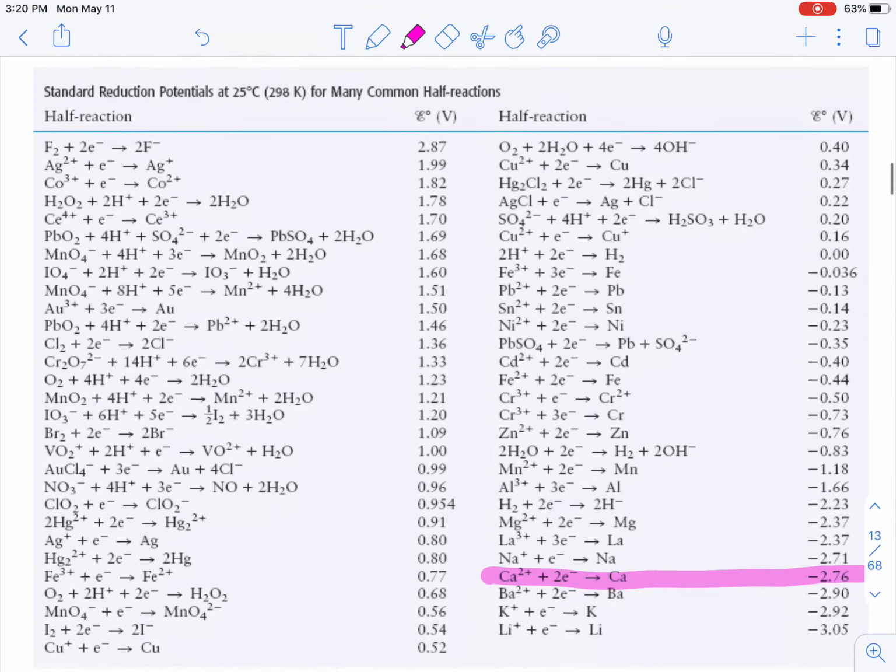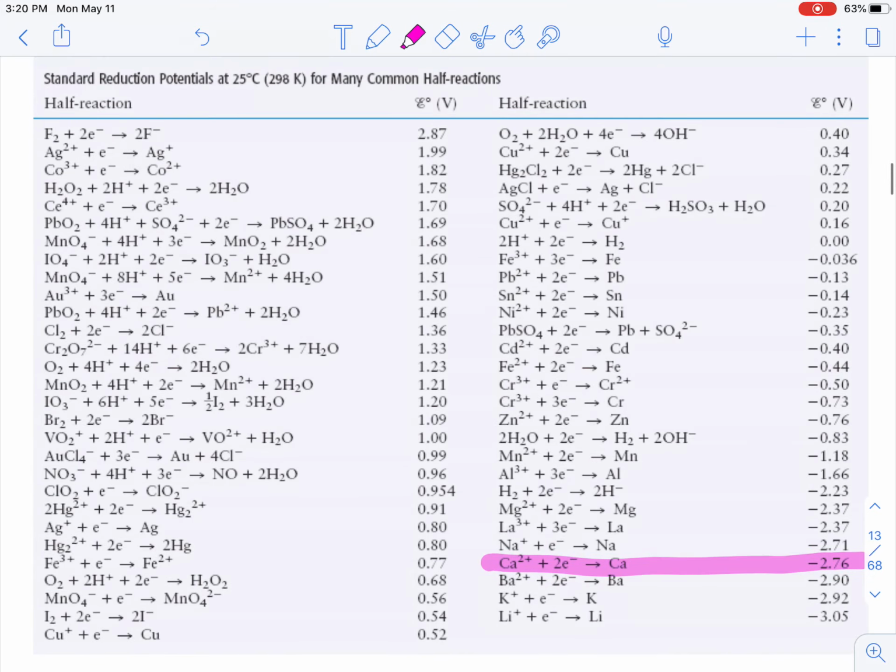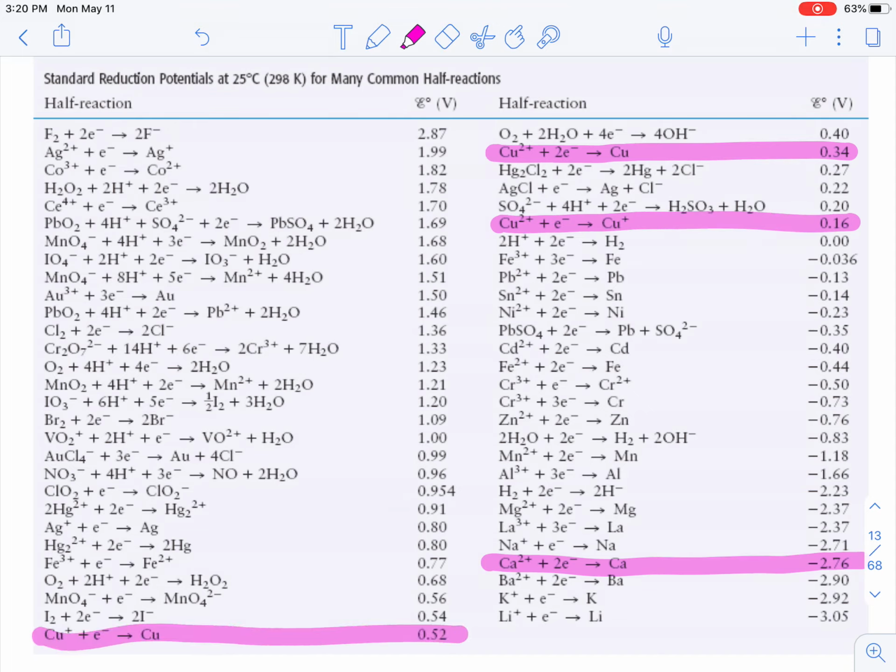When you guys are using this chart, be very careful because some of the elements repeat themselves, but they're very different. For example, copper is represented here. Copper is also represented here. Copper is also represented here. So you just have to know which copper you're using, and that's indicated by the number of electrons being lost.